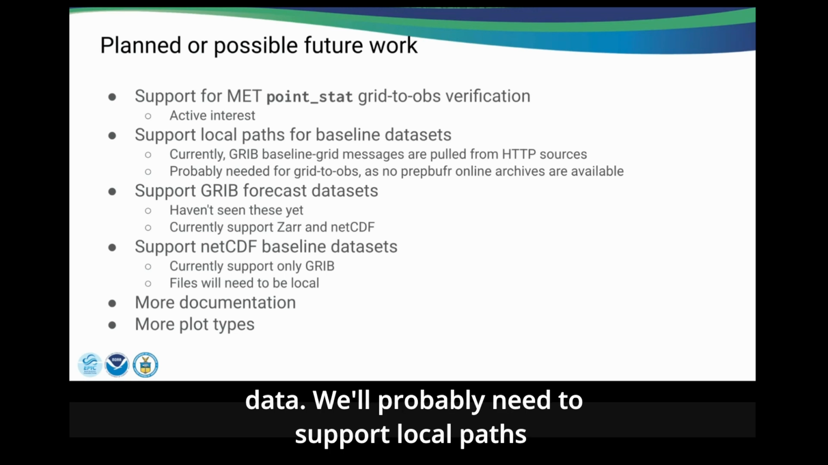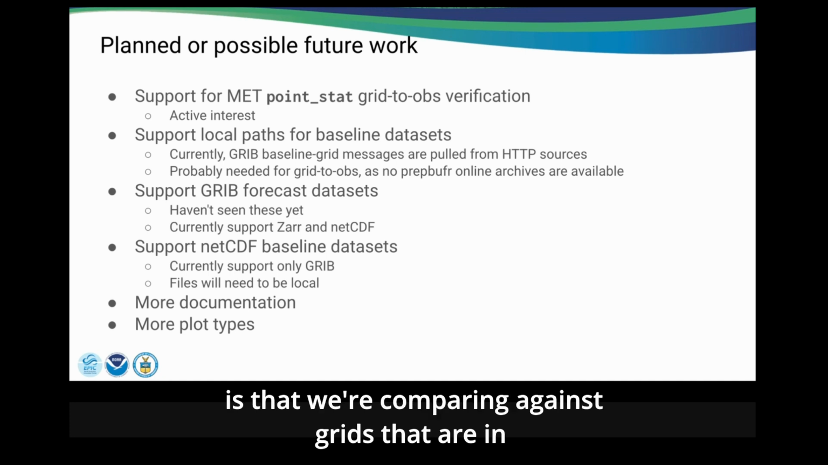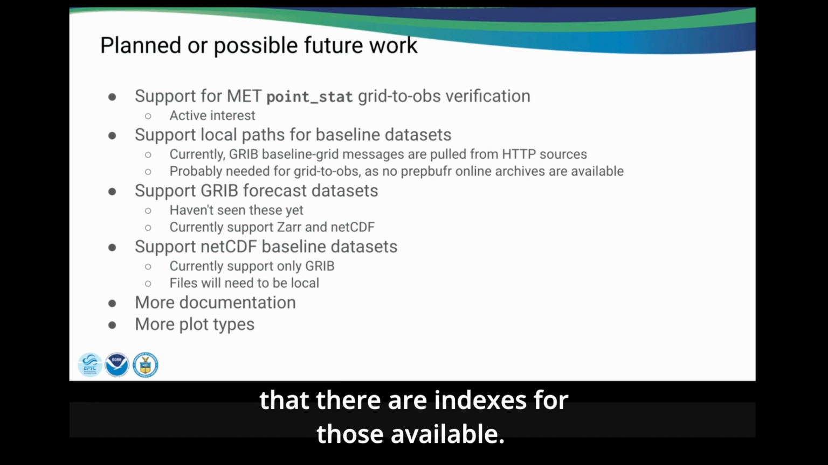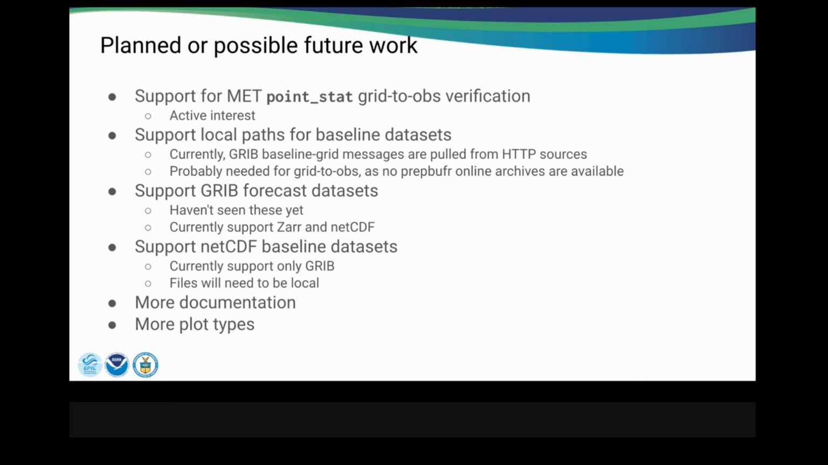We'll probably need to support local paths for baseline data sets. Right now, the assumption is that we're comparing against grids that are in remote GRIB files accessible via HTTP, and that there are indexes for those available. Certainly, we're going to have use cases where we just have that data locally.